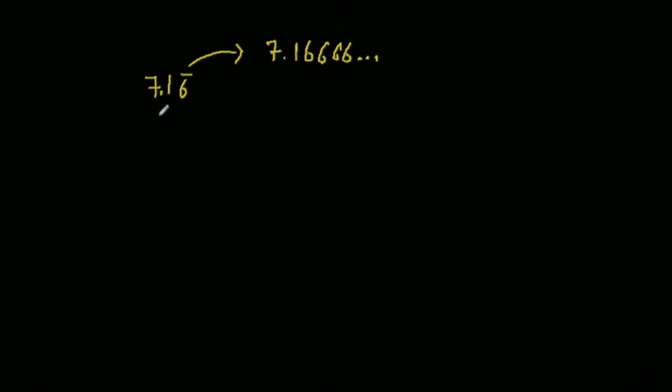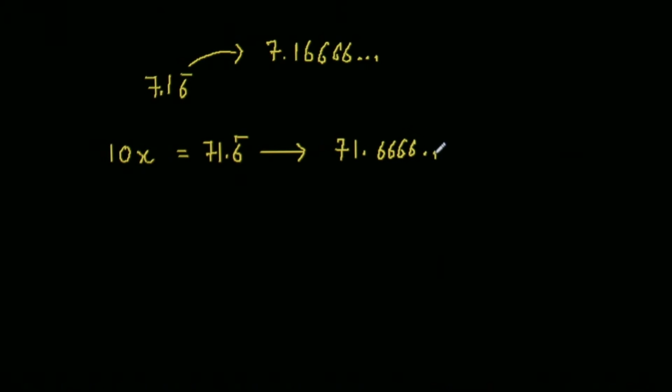So we can multiply it by 10 once to shift the decimal point one place to the right, and then by 100 to shift the decimal two places to the right. So let's just do it. We have 10x that is equal to 71.6 bar, which means that it's 71.6666 and so on forever.